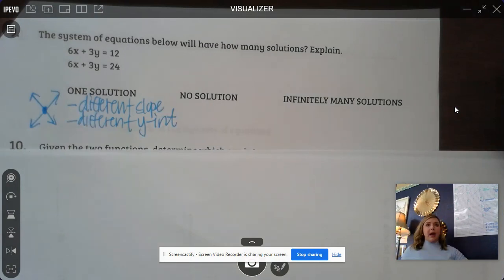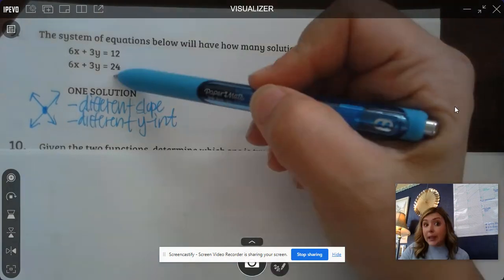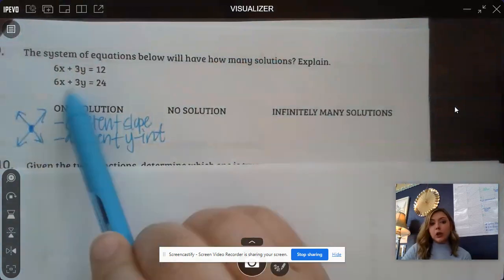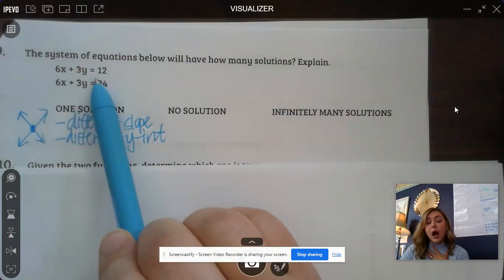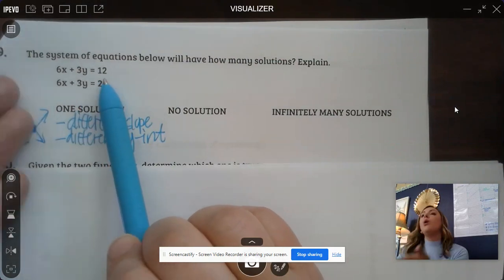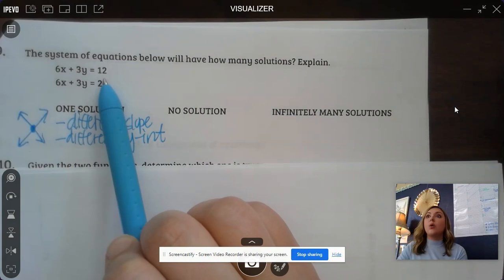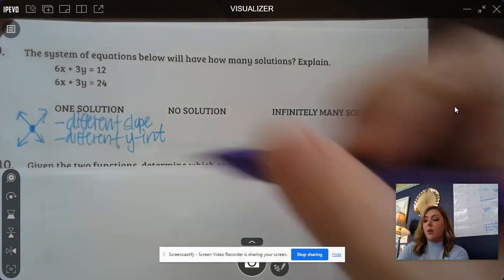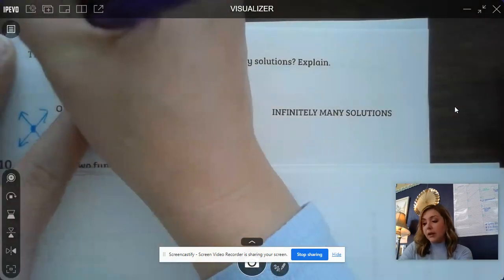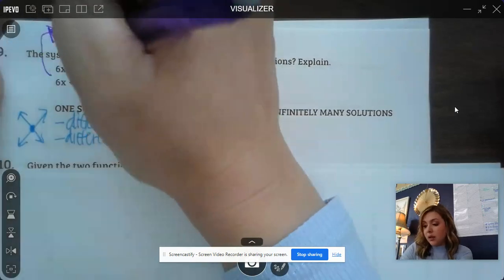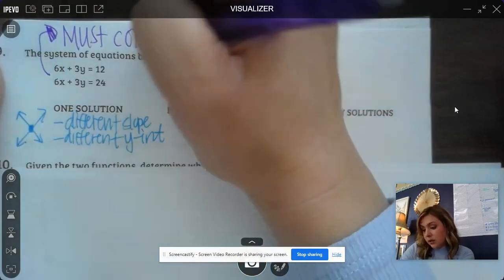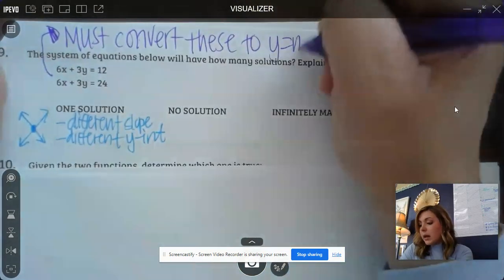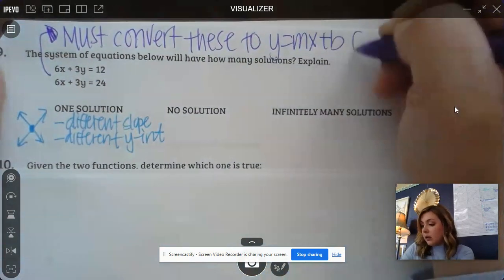You cannot determine that unless these equations are in y equals form. I can give you all of these notes, but if you try to look at this right now and tell me what the answer is, I can't even do that because I don't know what the slope and the y-intercept of these equations are. So I think the most important note to take on all of this is writing right here that you must convert these to y equals mx plus b form.